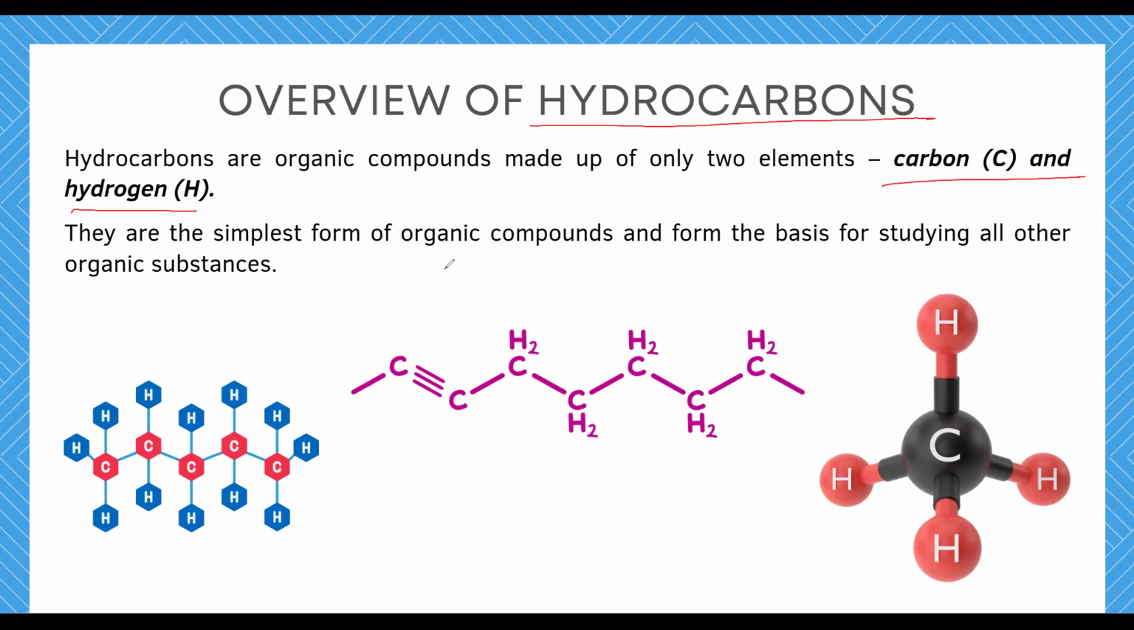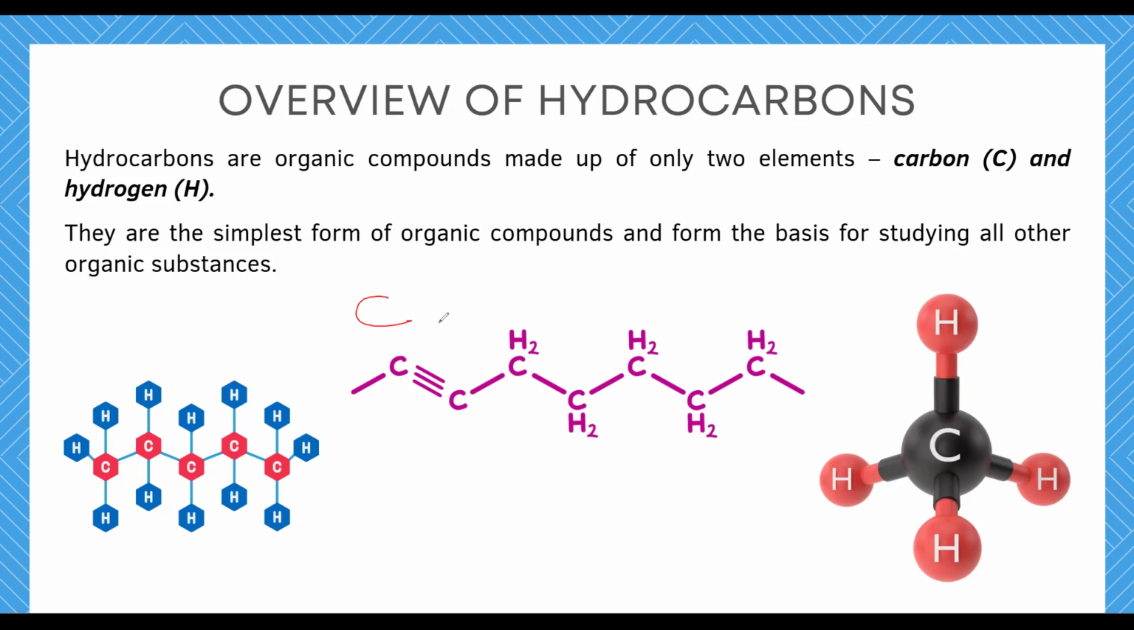We have different structures of organic compounds, but the simplest of them all is the one called hydrocarbons. And they form the basis of studying other organic substances. So here is an example. You remember we said the organic compounds contain carbon. Is that correct? And carbon has the symbol, a capital letter C.